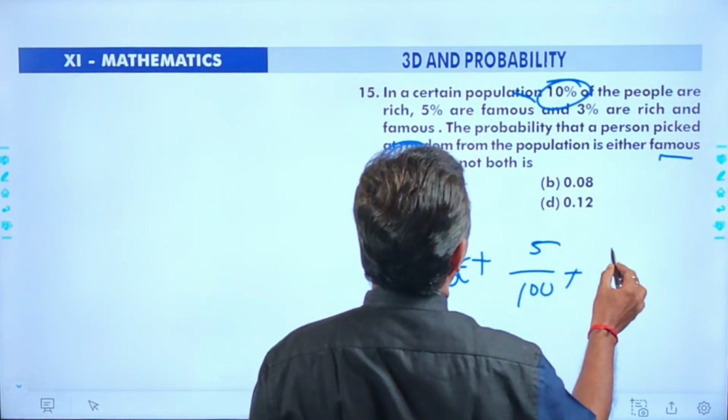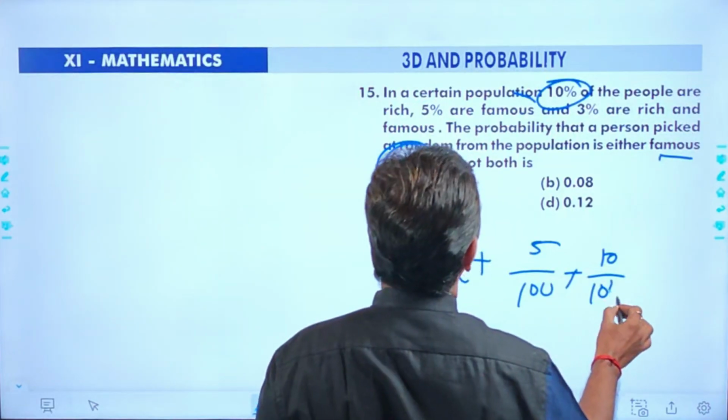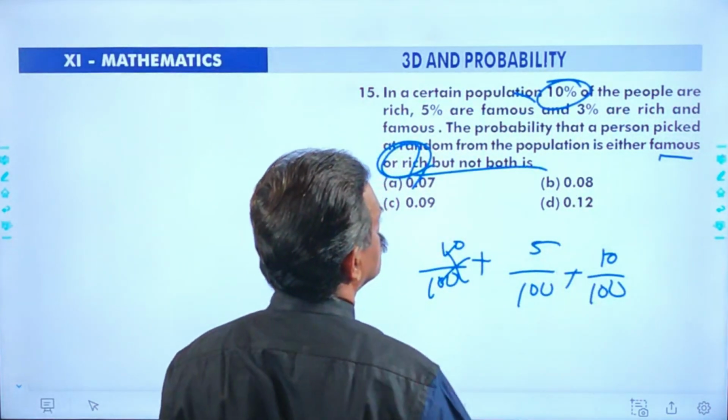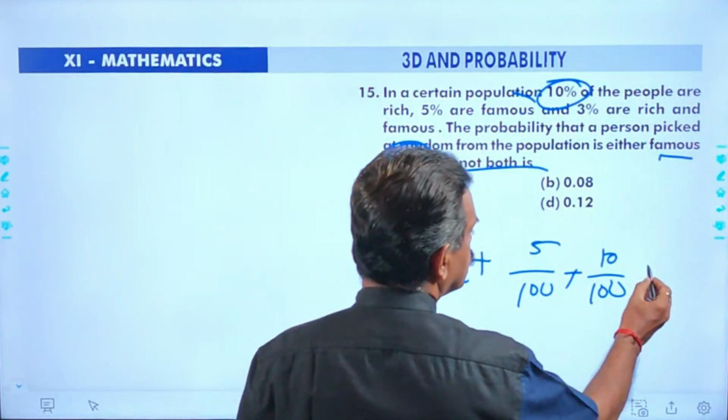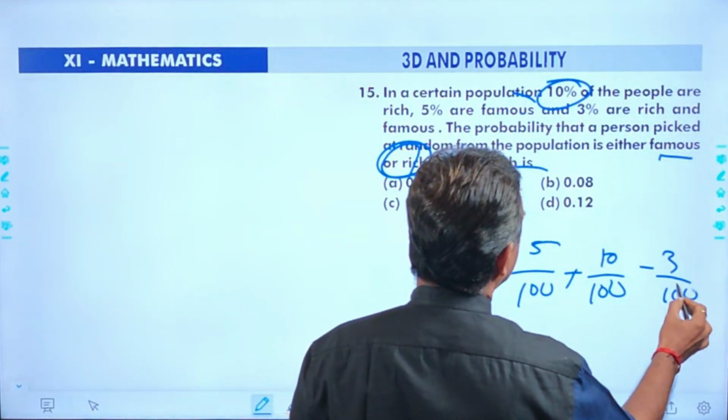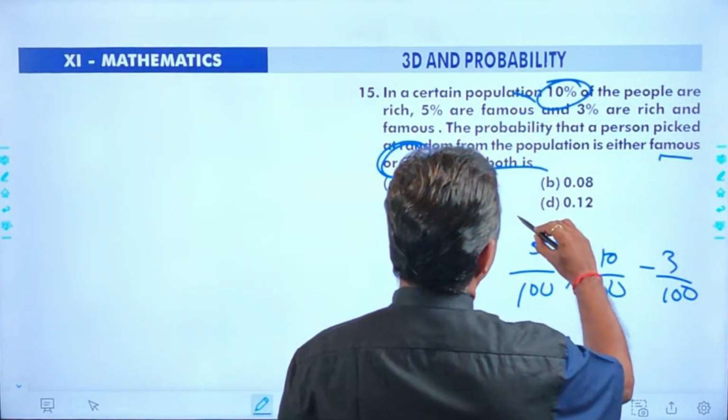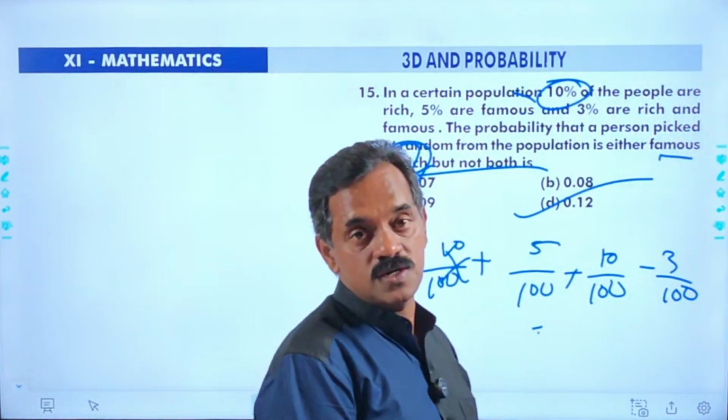Rich will be given by 10 by 100, but not both. So 33% are rich, and both should be avoided. Minus 3 by 100. So 15 minus 12 by 100, which is going to be equal to 0.12.